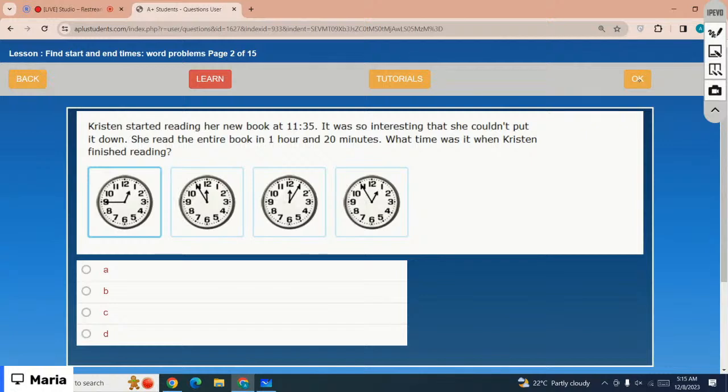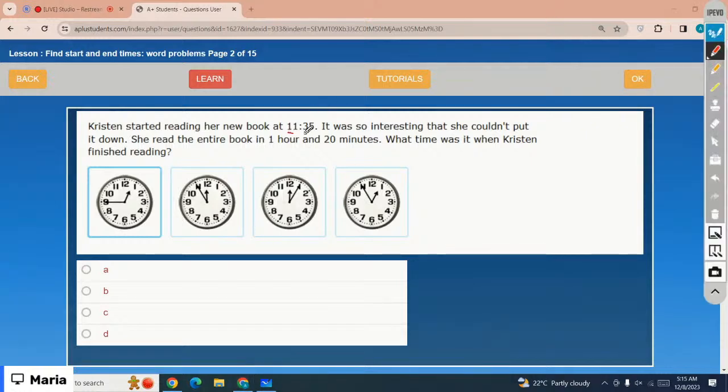Christine started reading her book at 11:35, right? Okay. It was so interesting and she couldn't put it down. She started at 11:35. She read the entire book in 1 hour 20 minutes. So what time was it when Christine finished? Just add 1 hour and 20 minutes.